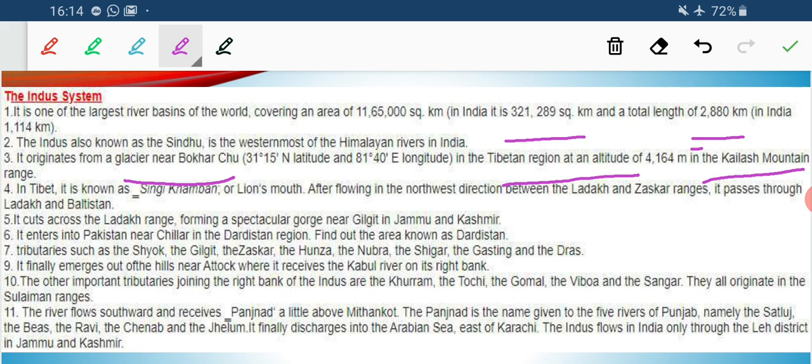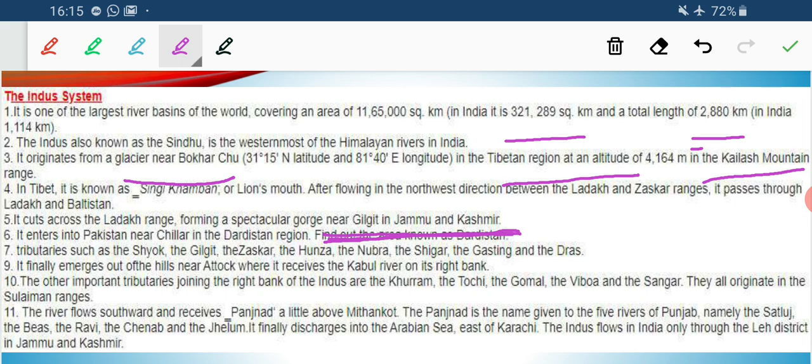passes through Baltistan. It enters through Ladakh and Baltistan, and over there it crosses the Ladakh range and makes a gorge near Gilgit in Jammu and Kashmir, and then it enters Pakistan in the Dardistan region. I am just striking it out by mistake, it has been printed over here. No need to write this part in your copy. It enters into Pakistan near Chillar in Dardistan region.